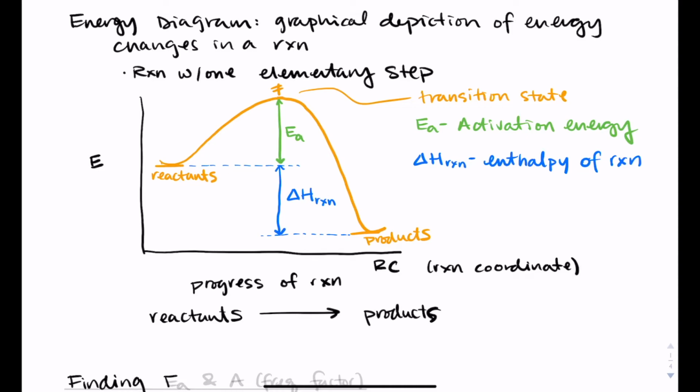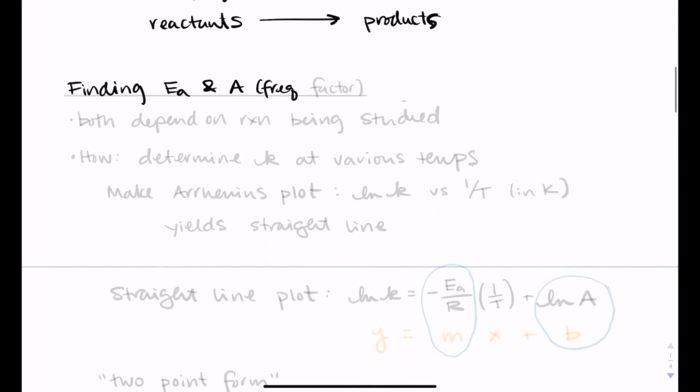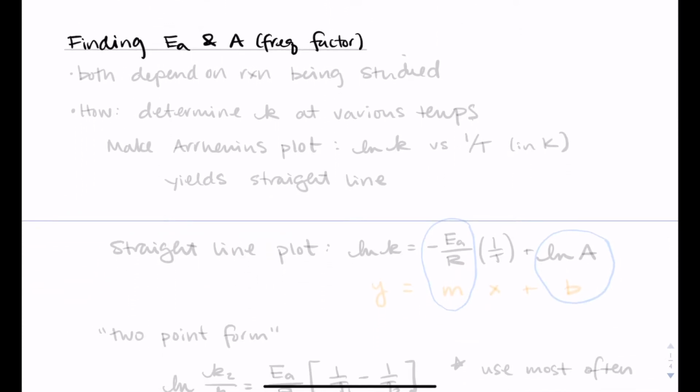Okay, so finding the activation energy and the frequency factor. Both of them depend on the reaction that's being studied. The way that we do this is we determine the rate constant at various temperatures, and then you can make an Arrhenius plot. This is going to look really familiar. You can do a single point form or a 2-point form.